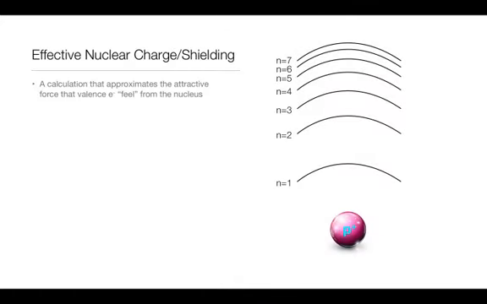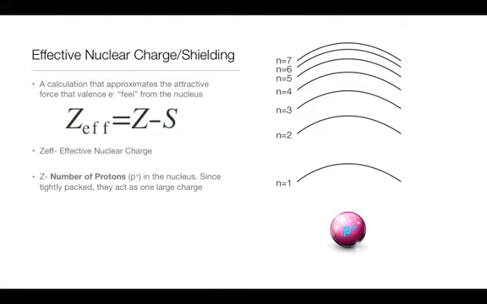Now, effective nuclear charge and shielding effect are 2 factors here that are going to determine whether atoms are going to get smaller or larger. The effective nuclear charge is a calculation that approximates the attractive force that a valence electron is going to feel from the nucleus. In this equation, Z effective is the effective nuclear charge. Z is the number of protons in the nucleus, and since the protons are all tightly packed in the nucleus, we treat that as one particle with a large charge because of the concentration in the center.